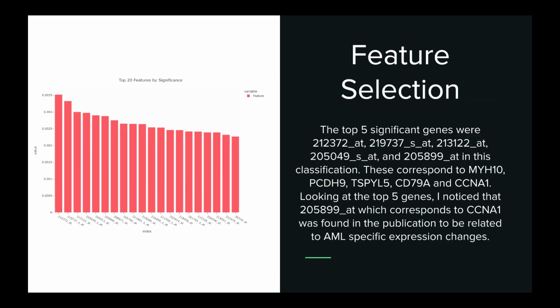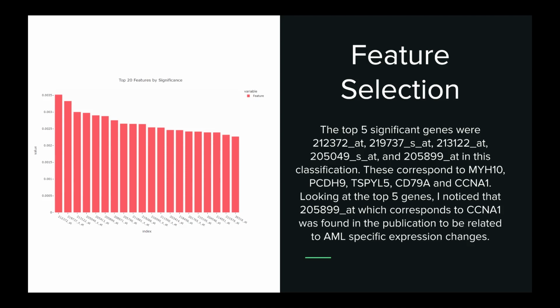So next I did feature selection. This was kind of interesting. When I did feature selection, I looked at the top five genes, and you can see the top 5 significant genes. I have the name that they have, but I also ended up looking them up just to get the official gene name. So those genes in order correspond to MYH10, PCDH9, TSPYL5, CD79A, and CCNA1.